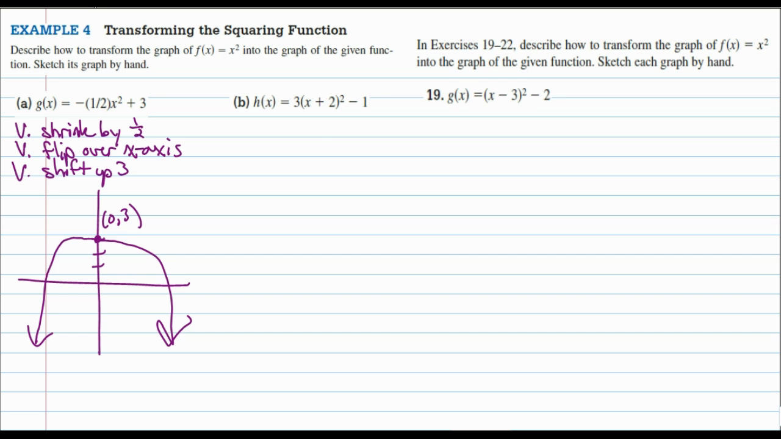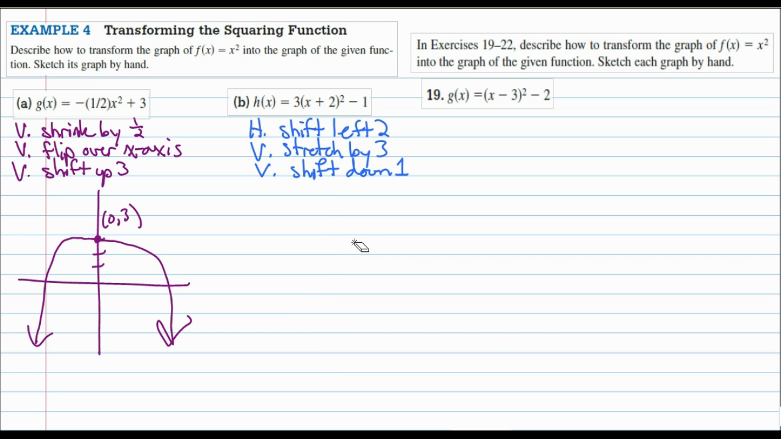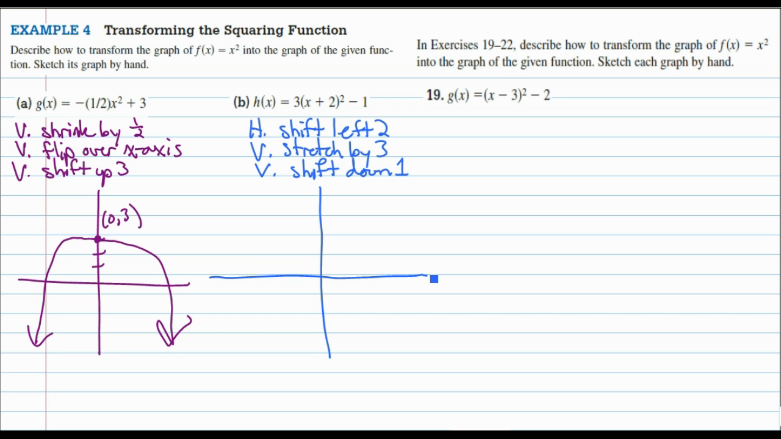Part B, the transformations that take place are first a horizontal shift left 2. Then a vertical stretch by 3. Then a vertical shift down 1. Now I can make this drawing a lot more accurate by taking specific points, but the directions say sketch, so I am going to sketch. All right, so I start with a basic parabola. Next, it's going to do a horizontal shift left 2.